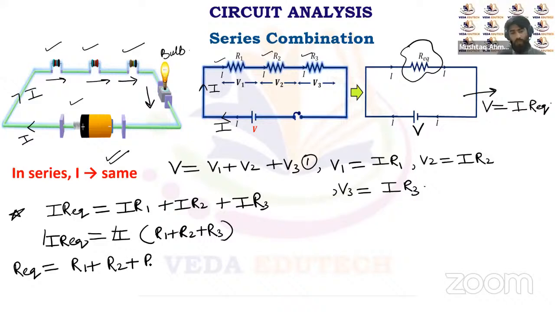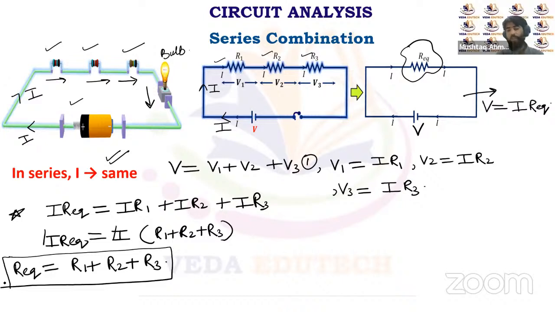So in case of a series combination of resistors, we just have to add the resistance of each and every resistor to get the equivalent resistance of the series combination. In this case, R1, R2, R3 are three resistors, and their equivalent is R1 plus R2 plus R3, right? So this is how we can find the equivalent resistance for a series combination of resistors.